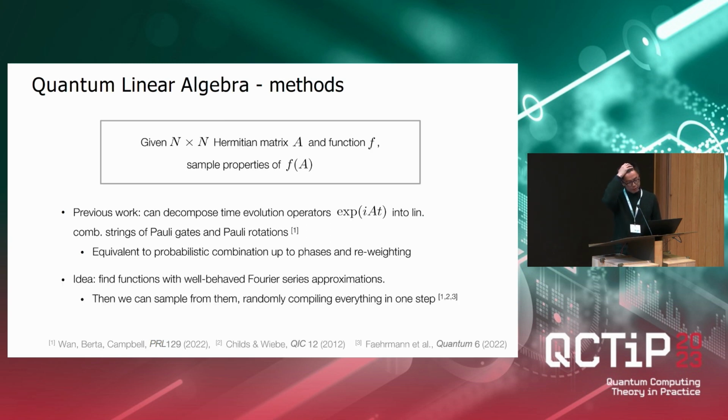And so the core idea is to find functions with well-behaved Fourier approximations, right? Then essentially we can decompose everything into one big probabilistic combination, and then we simply sample from these using previously established, well-known gadgets within the realm of quantum algorithms, and then randomly compile everything into one step.